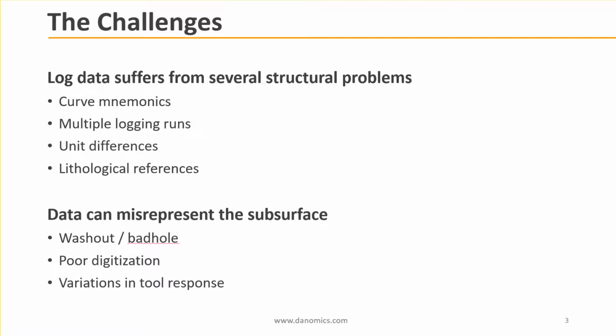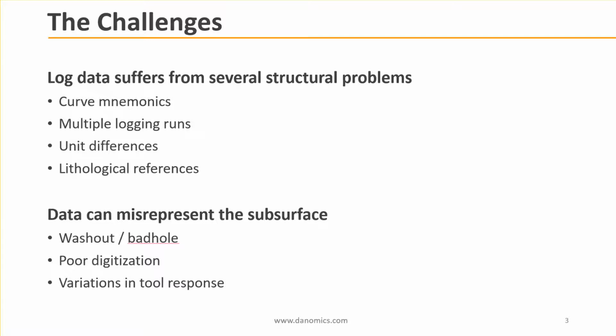So for those of you that have worked with log data before, you know that it suffers from several problems inherently. Probably the biggest challenge when a lot of people are starting is curve mnemonics. But the problems go beyond that. First of all, we have multiple logging runs, so you can have data spanning across different files. There can be unit differences. You can have, for example, things reported in either a density porosity or as a bulk density. You can have things reported in decimal, you can have it reported in percent, and so on. So there's a lot of different potential units.